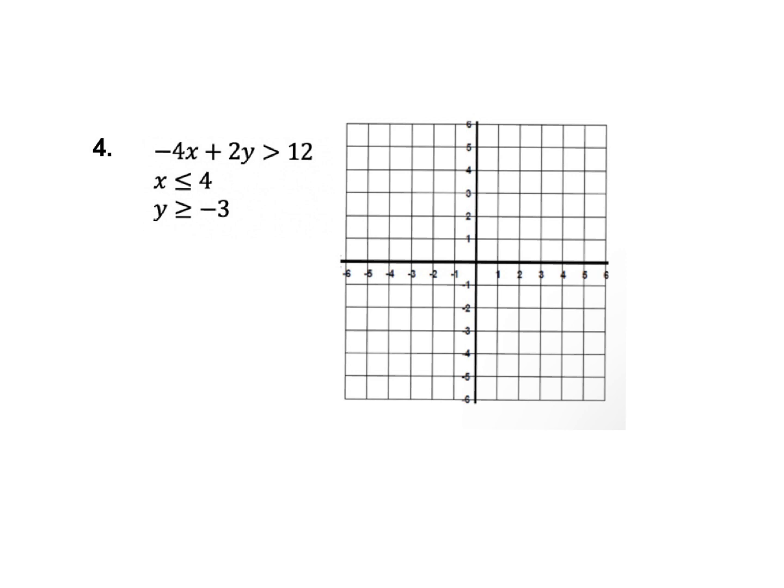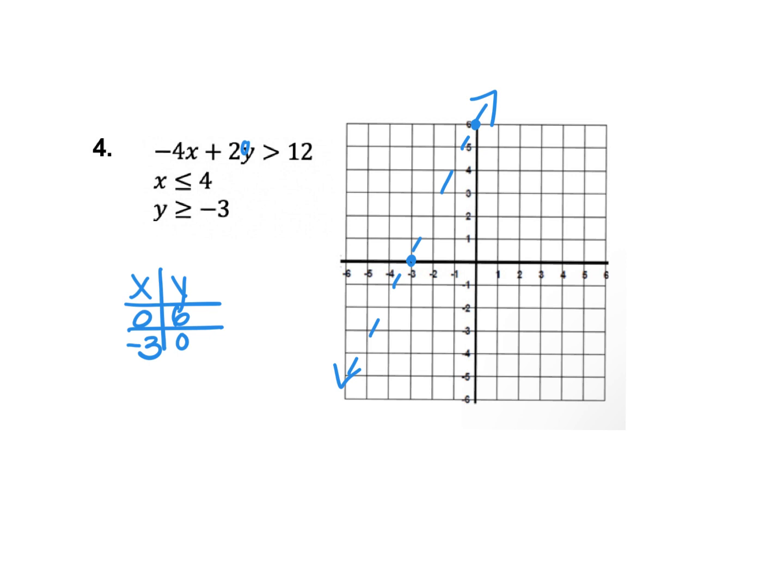All right, question number 4, we have negative 4x plus 2y. Let's go ahead and solve that one by using our intercepts. So when x is 0, y is going to be 6. And when y is 0, we divide by negative 4, and we get negative 3. All right, so let's plot those 2 points. We have 0, 6, and negative 3, 0. And this one, because it's just greater than, is going to be a dashed line.